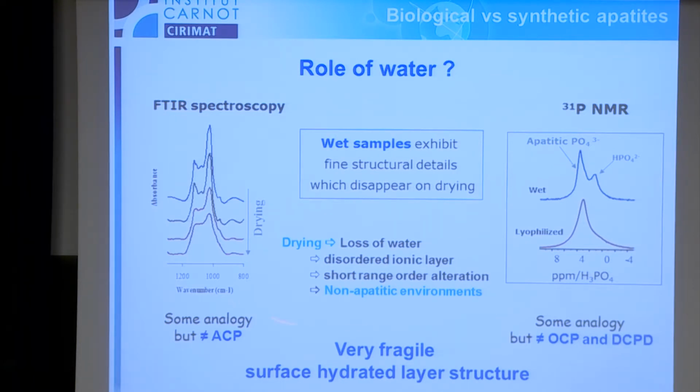So probably this experiment shows that the loss of water alters the non-apatitic environment. It seems that there is a very fragile hydrated surface layer structure at the surface of the apatite nanocrystals. Here also on the spectra and the NMR spectra we have some analogy with the proposed precursors of apatite, OCP and DCPD, but this is different.